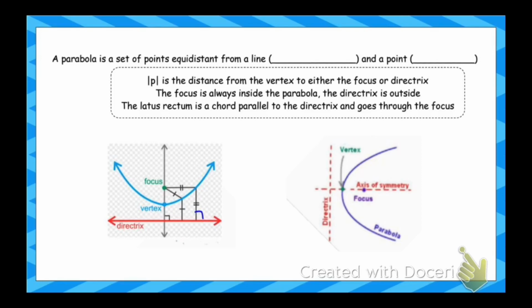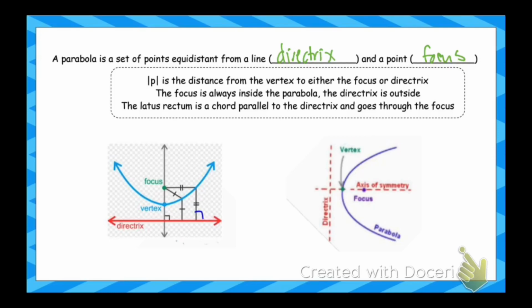If you didn't see them, there are some links on Schoology that you can play with just to see what this does. But one of the things we talked about is how a parabola is not just a quadratic equation. A parabola is actually the set of all points that are equidistant from a line and a point. That line was called the directrix, and that point was called the focus.